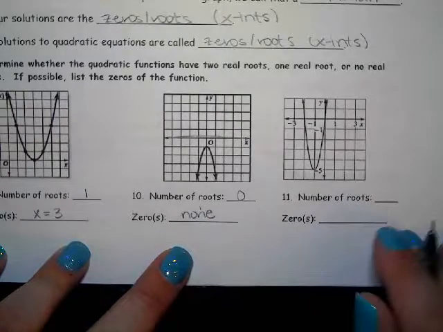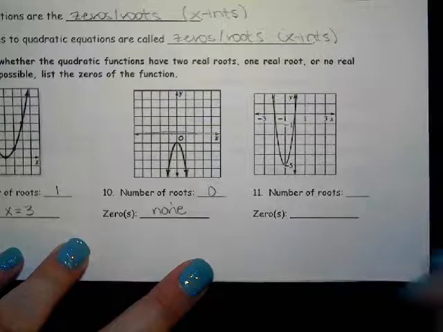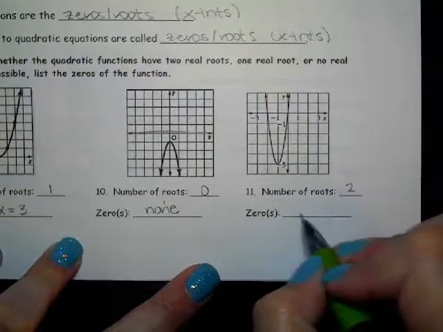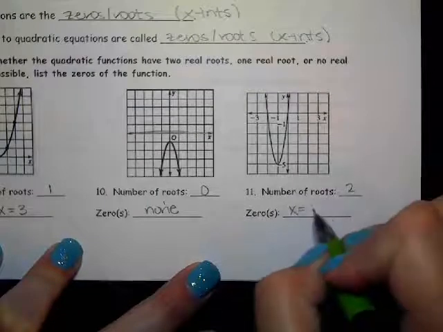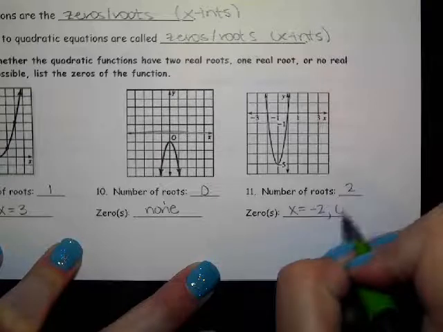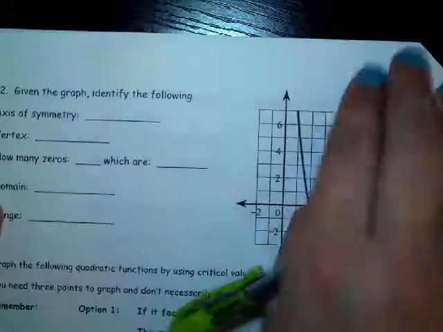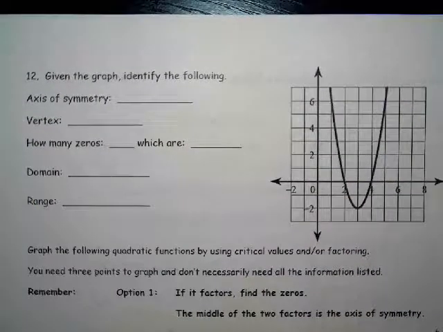Okay. How about this one? How many roots does this one have? 2. And then what are they? X equals -2 and 0. All right. Let's go ahead and flip the page. All right. You know we got to have some colors in here.